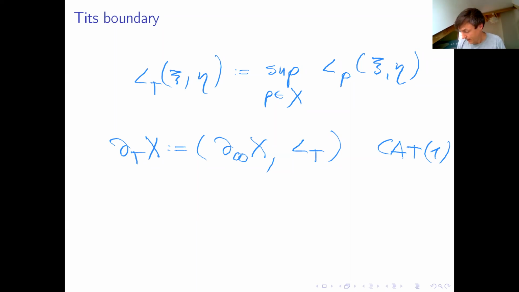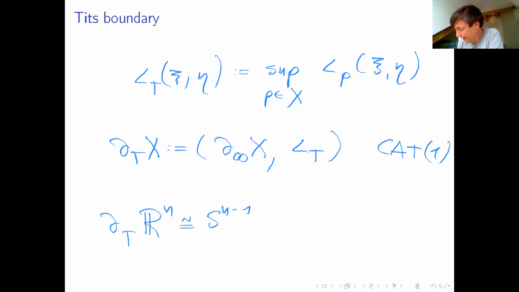And now let's turn to the example. So the Tits boundary of R^n is, well, I claim that it's the round sphere. And the same map that showed us that the ideal boundary of R^n is homeomorphic to the sphere shows us now that the Tits boundary is isometric to the sphere.